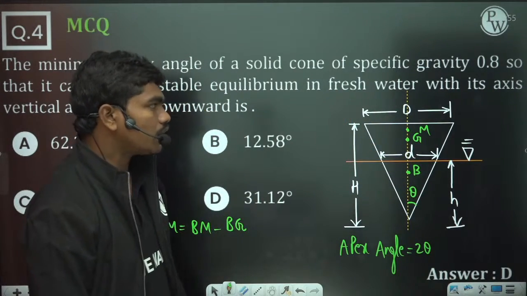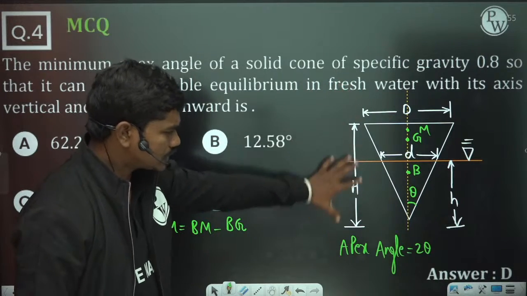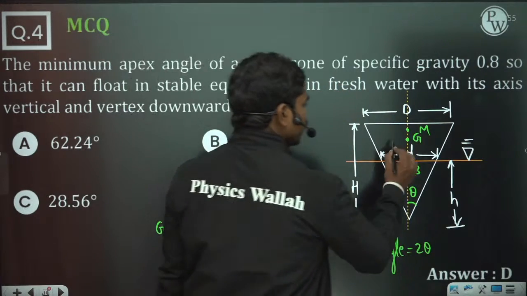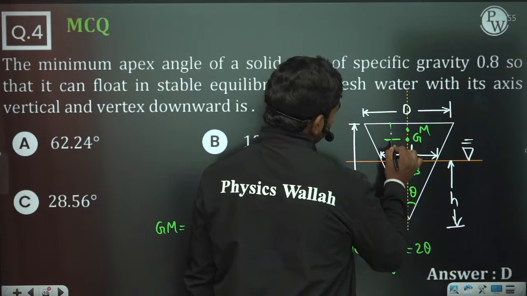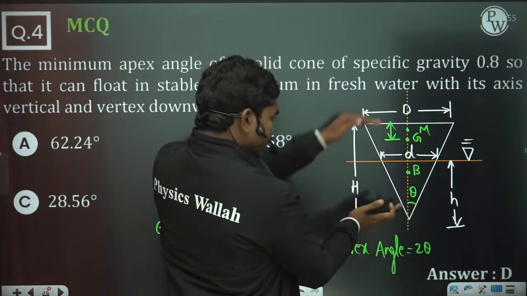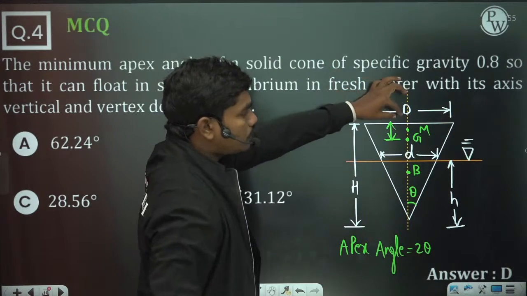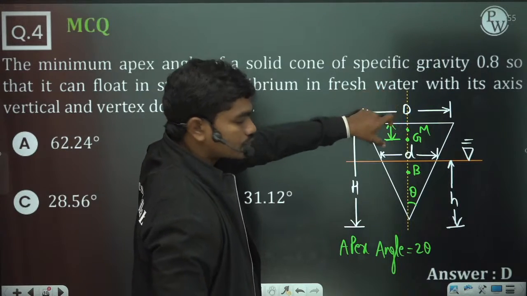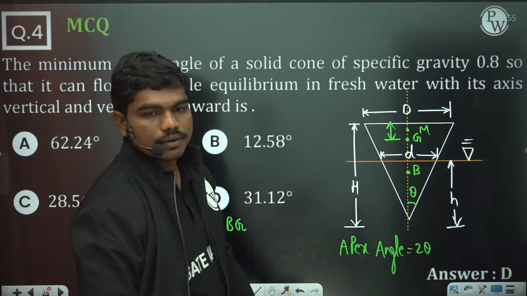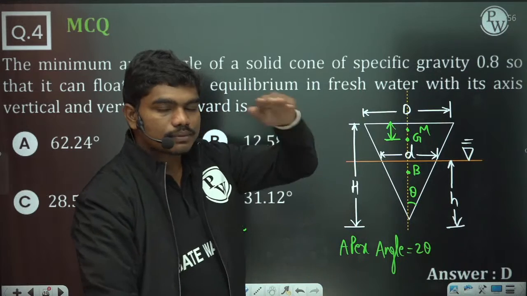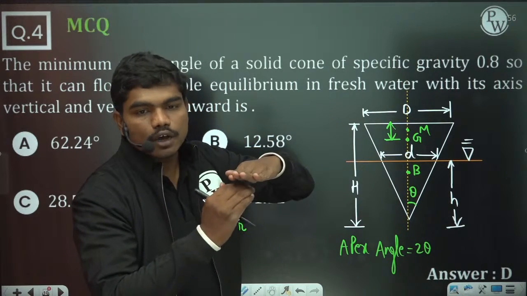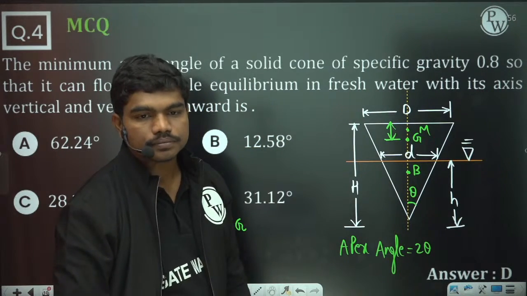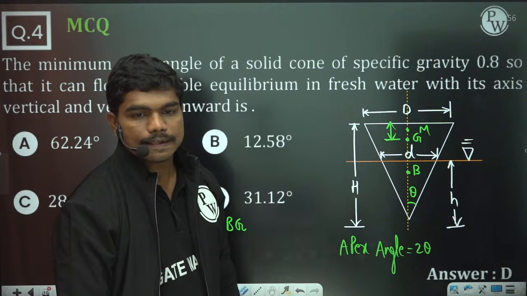Now first of all, if this capital H is the total height of the cone, can you tell me from the base what is the depth of the centroid? So please tell me, if you take a solid cone, then from the base of the cone, what is the depth of the centroid of the cone?